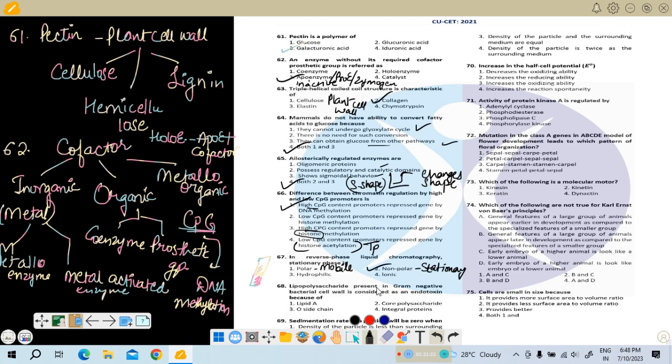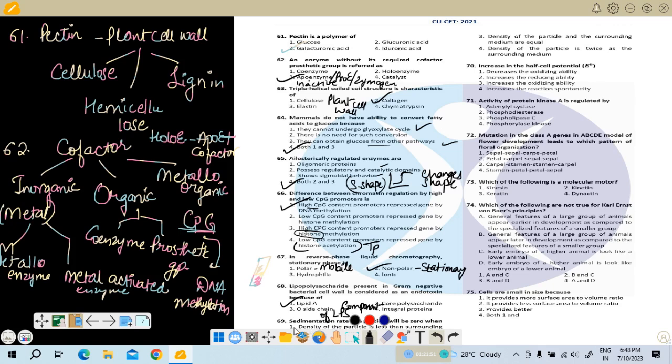68, lipopolysaccharide present in gram-negative bacterial cell wall is considered as an endotoxin because of lipid A, core polysaccharide, O side chain and integral proteins. If there is confusion between 1 and 3, right? So O side chain is a component of LPS. It is an endotoxin because of lipid A.